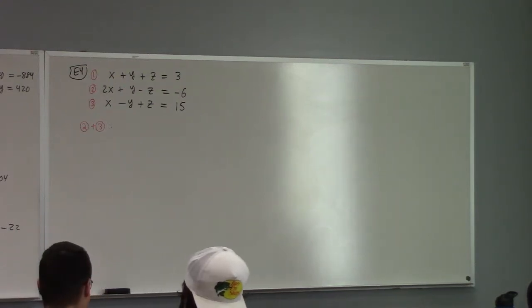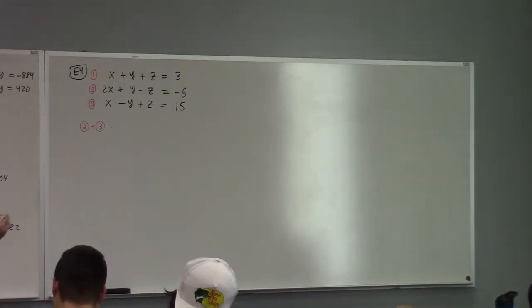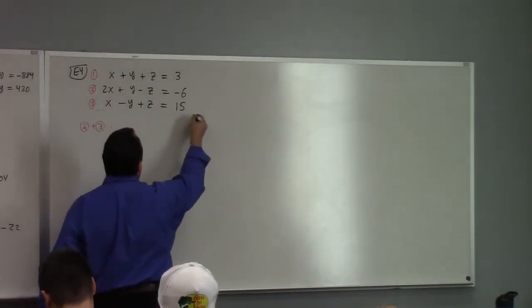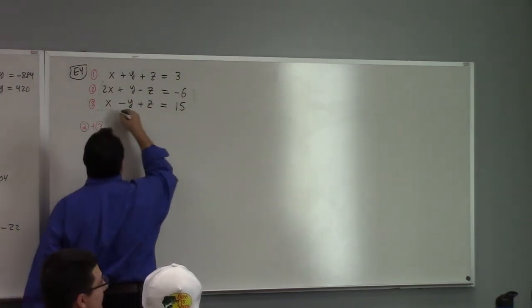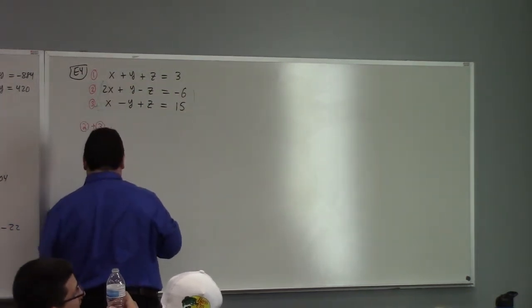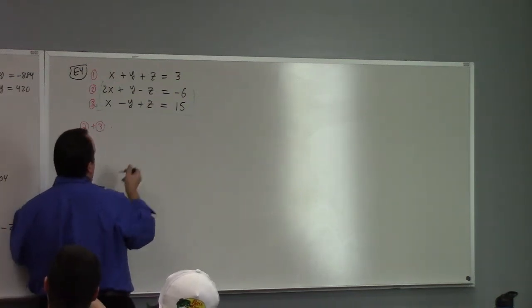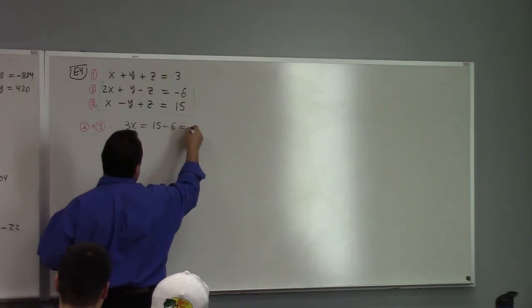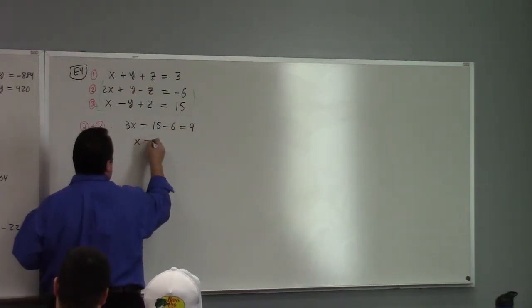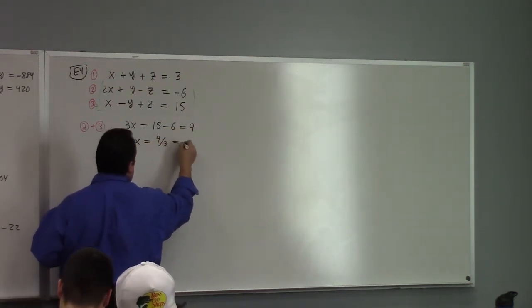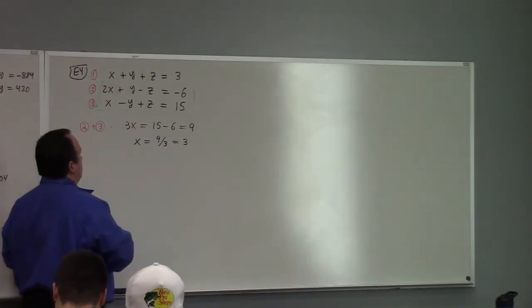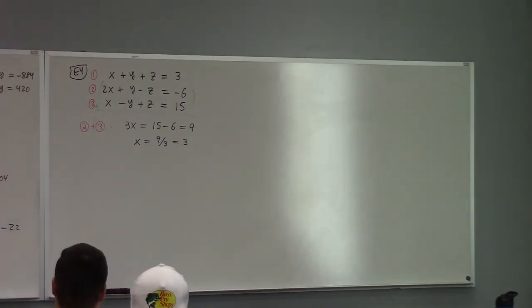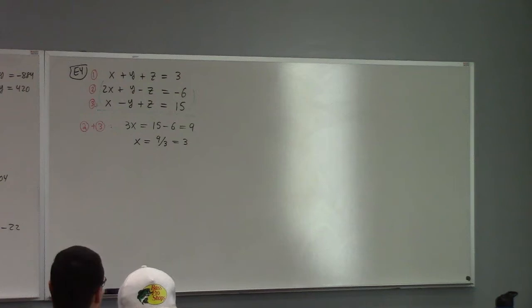Because it's set up so that when you add the second and the third equation, you just get 3x equals 15 minus 6, which is 9. So x is equal to 9 over 3, also known as 3. It's like, what? Just add the second and the third. Yeah, we just add the second and third equations.